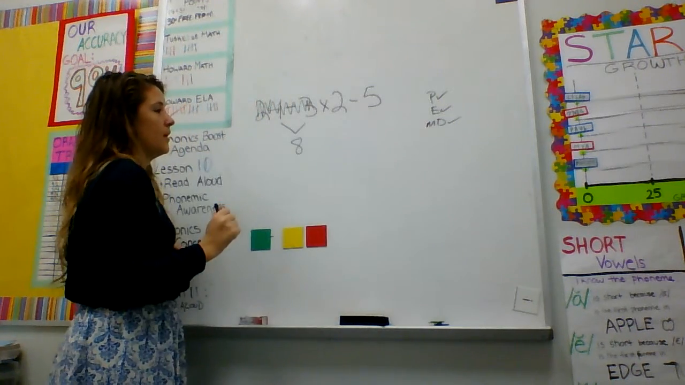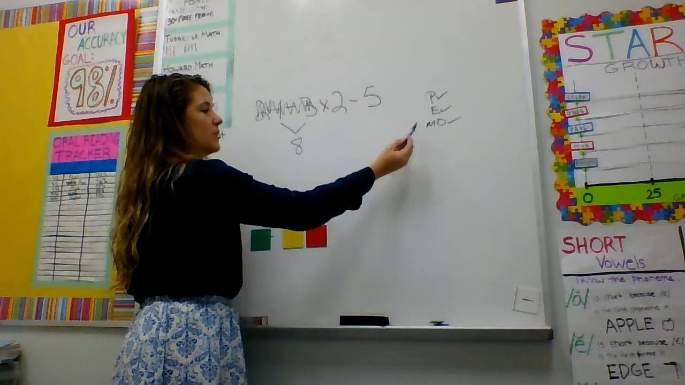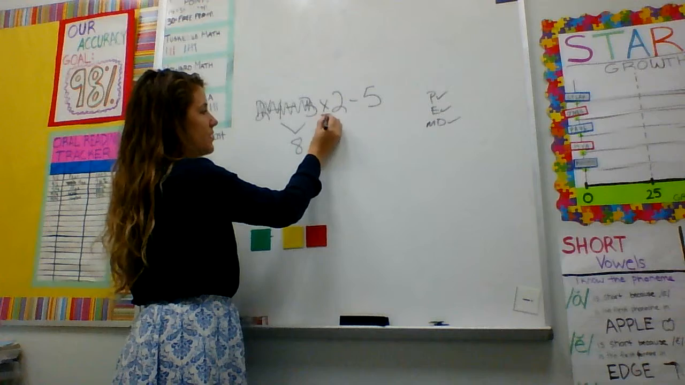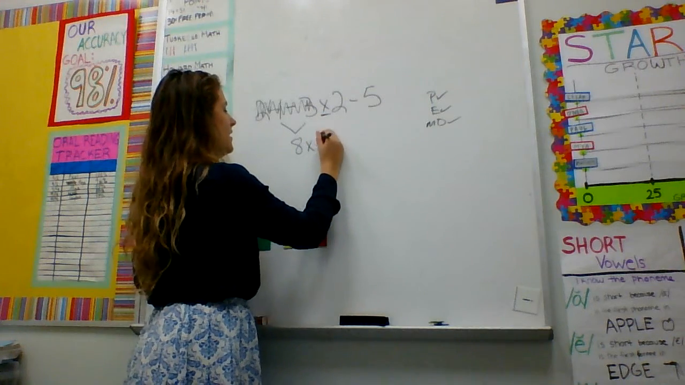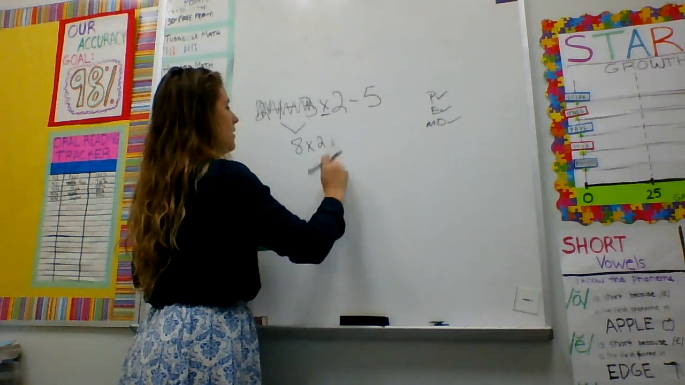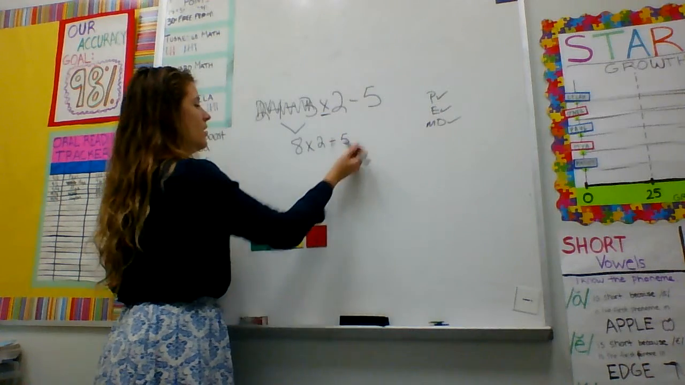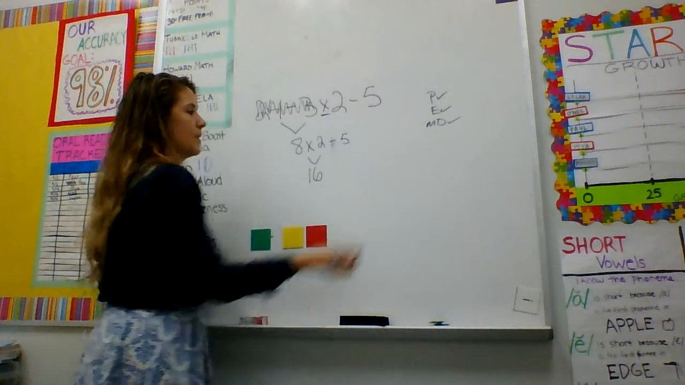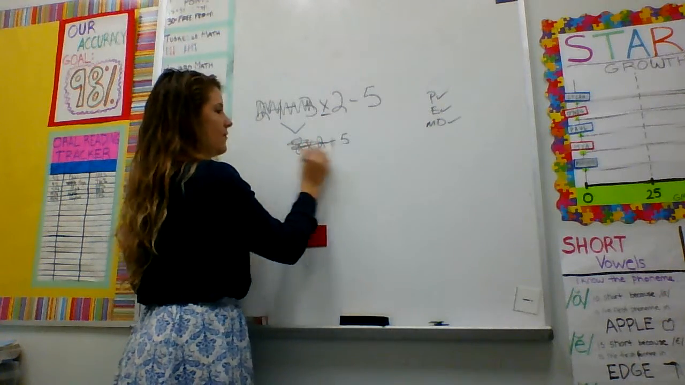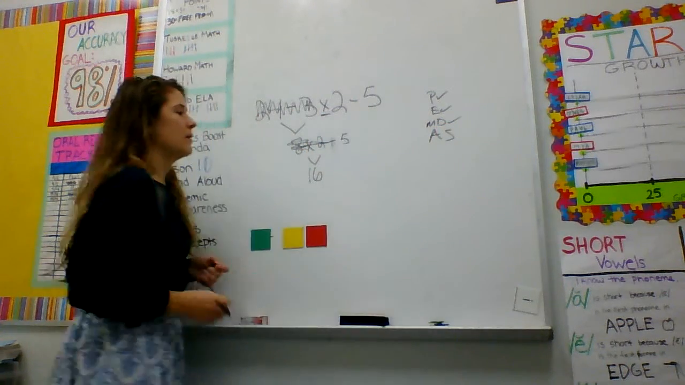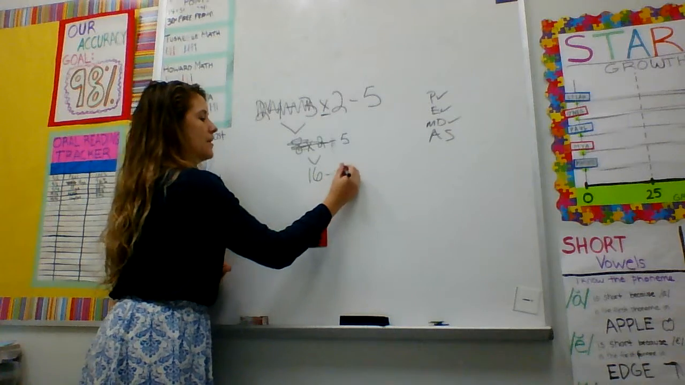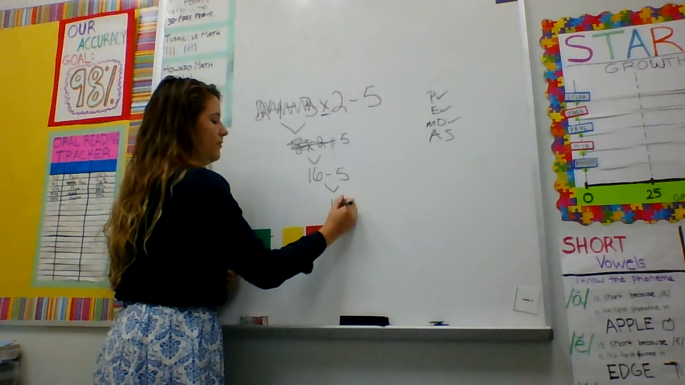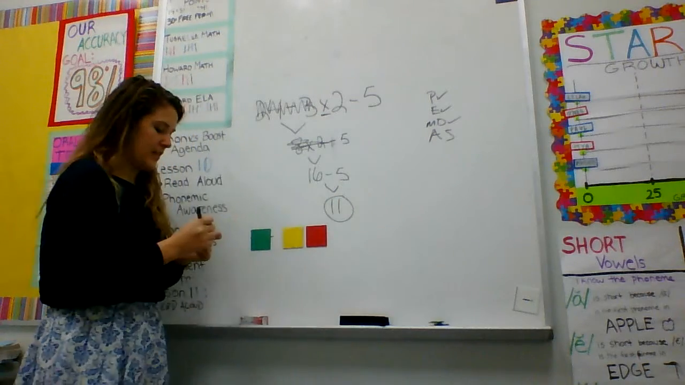I'm going to go back to my order of operations. Multiplication, division. I still see multiplication, so I have to finish that. 8 times 2 minus 5. I see multiplication, 8 times 2 is 16. I'm going to scribble this out because I've used it. And now I can bring down my minus 5. 16 minus 5 will give me an answer of 11.